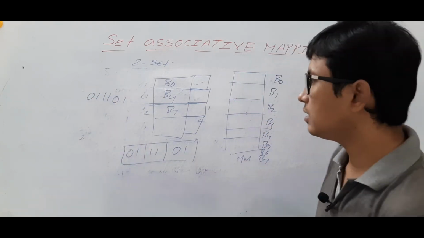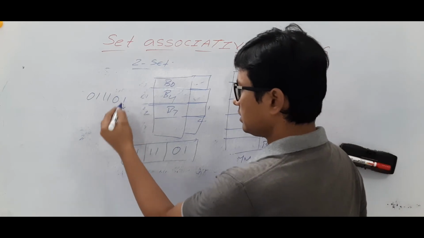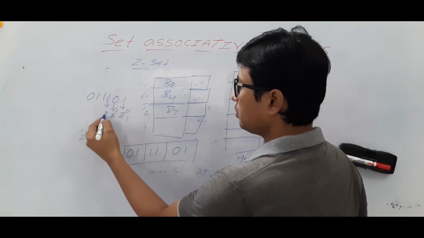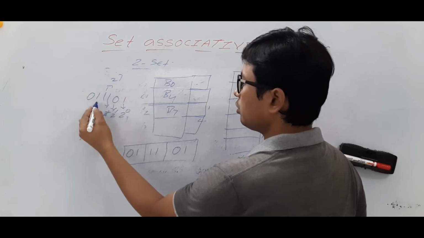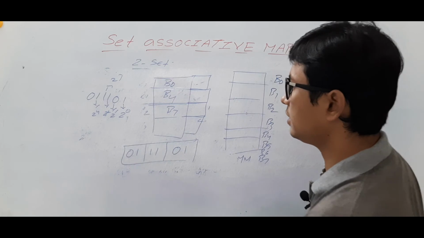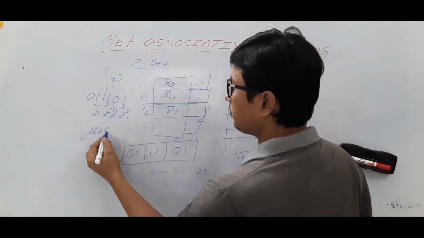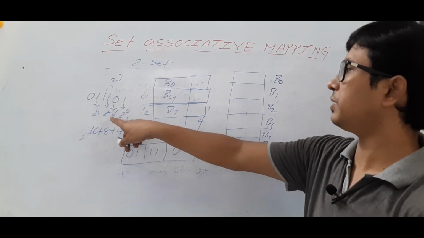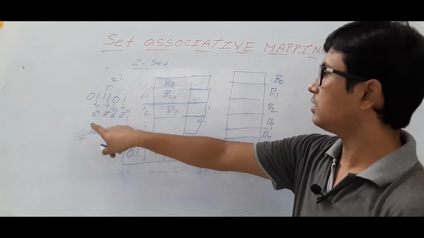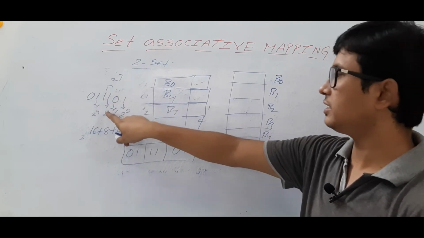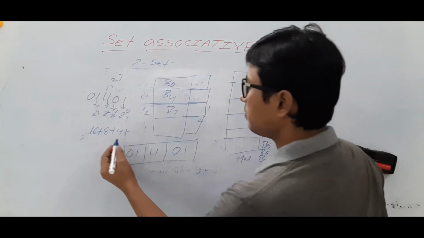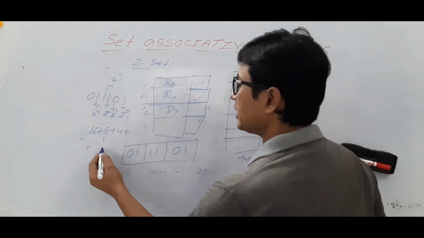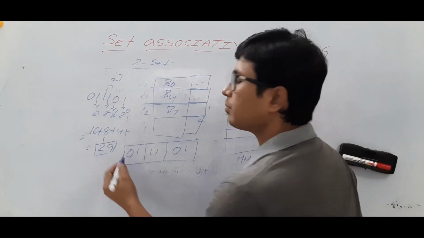011101, I am searching. What is this value? This is 2 power 0, 2 power 1, 2 power 2, 2 power 3, 2 power 4. So nothing but 16 plus 8 plus 4 plus 1, which is equal to 29. So I am searching for word number 29.